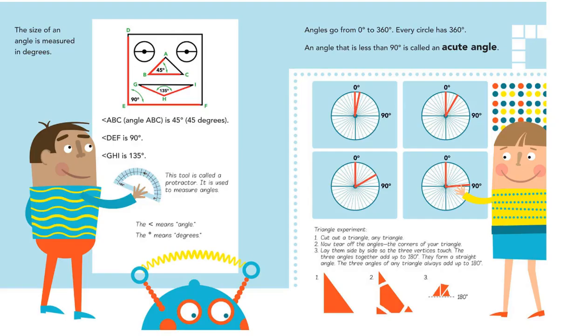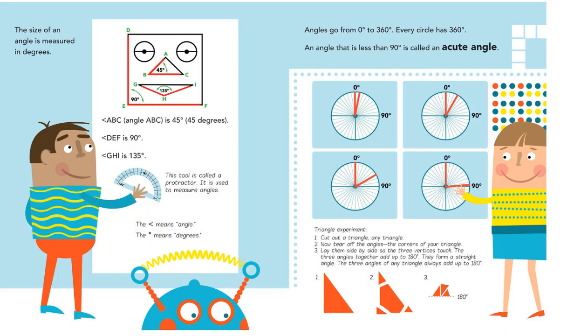The size of an angle is measured in degrees. Angle ABC is 45 degrees. Angle DEF is 90 degrees. And angle GHI is 135 degrees. This tool is called a protractor. It is used to measure angles. This symbol means angle. This symbol means degrees.